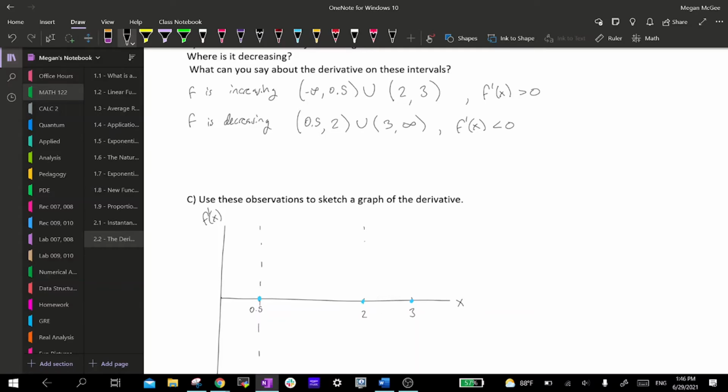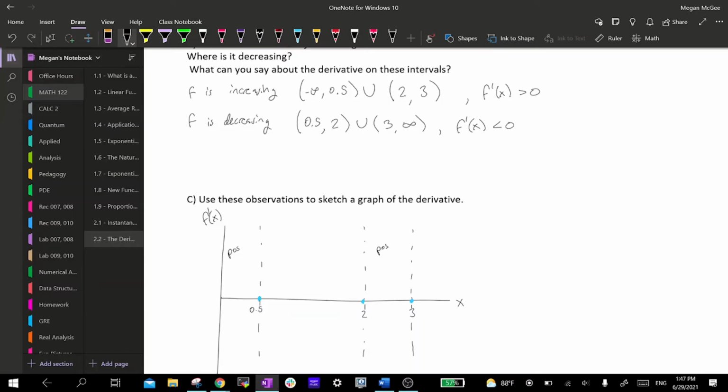And I'm going to create little dotted lines to help us think about this here. All right? So our derivative is positive, which means above the x-axis, from negative infinity up to 0.5. So this is positive in this little section. All right? It's also positive between 2 and 3. So in this little section.